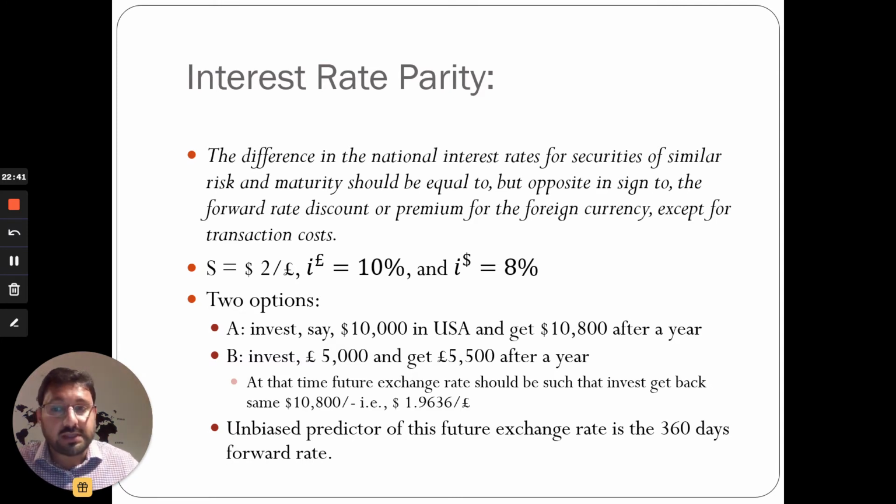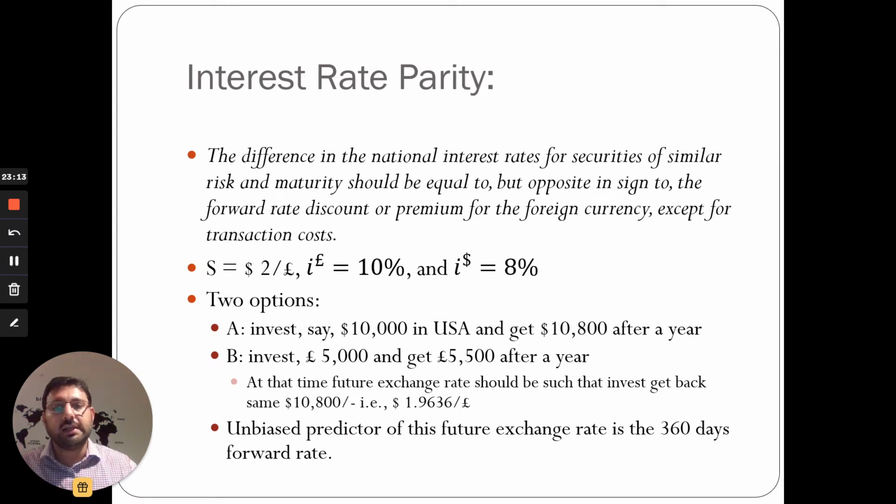Now, if you know the international Fisher effect by this time, you know how the exchange rate will move. But instead of using the future spot rate, we bring in the forward rate, which is actually the predictor of the future spot rate, calculated today. We actually move from the concept of the international Fisher effect into the interest rate parity concept.